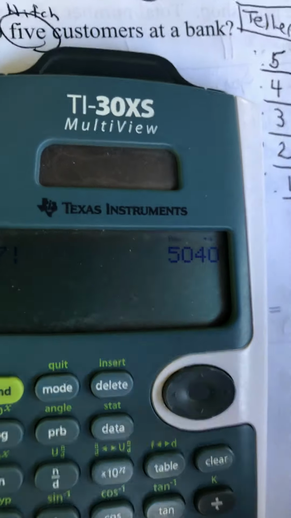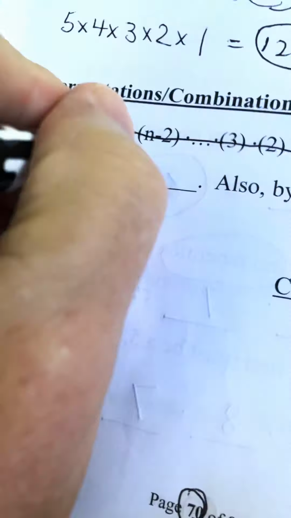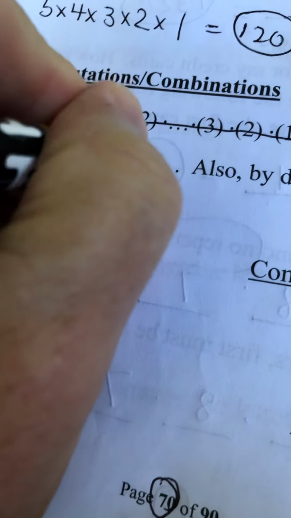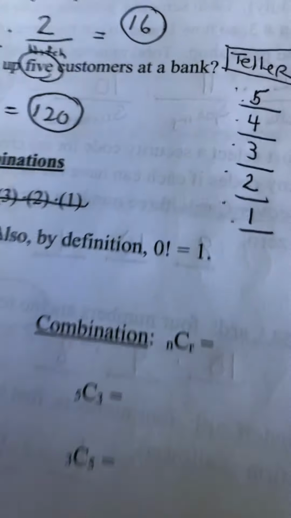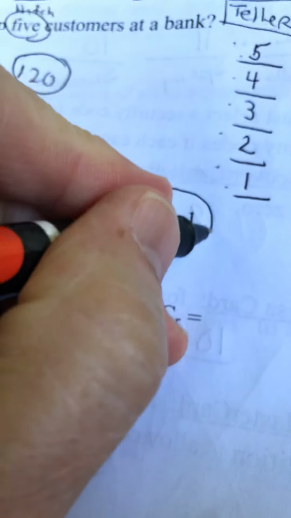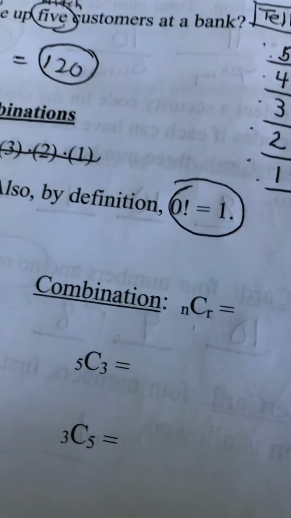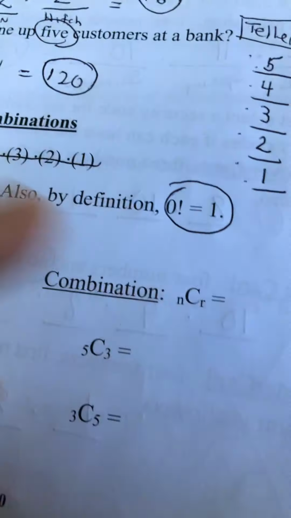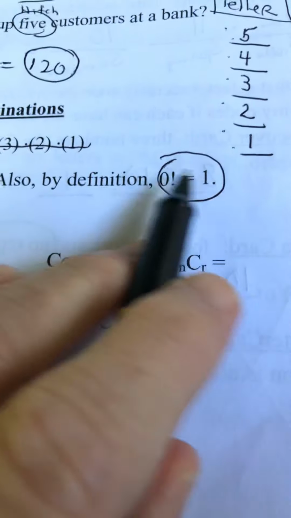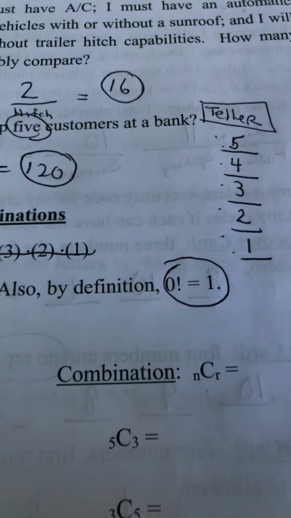And there's my answer. 7 factorial is 5040. A definition that I want you to remember is that 0 factorial, by definition, is 1. So that's just something you need to commit to memory, okay?